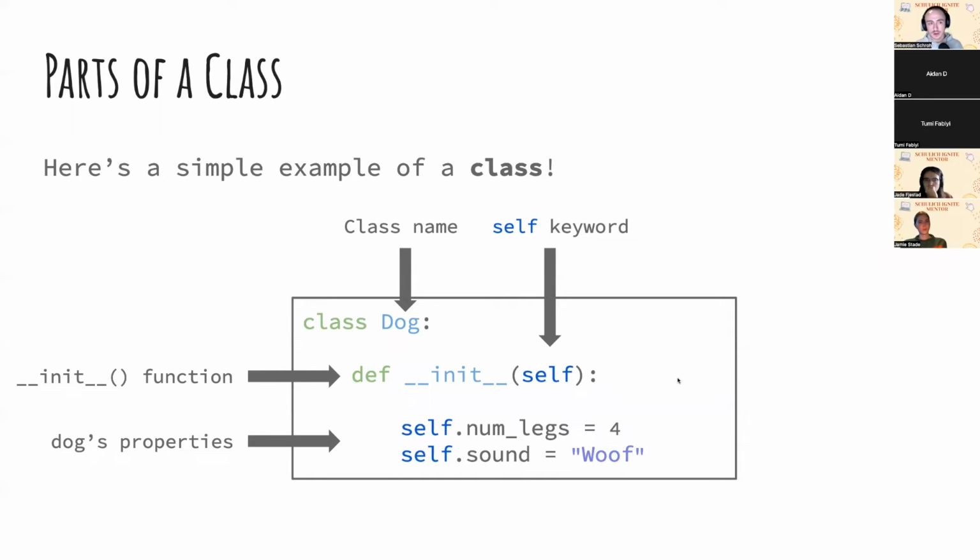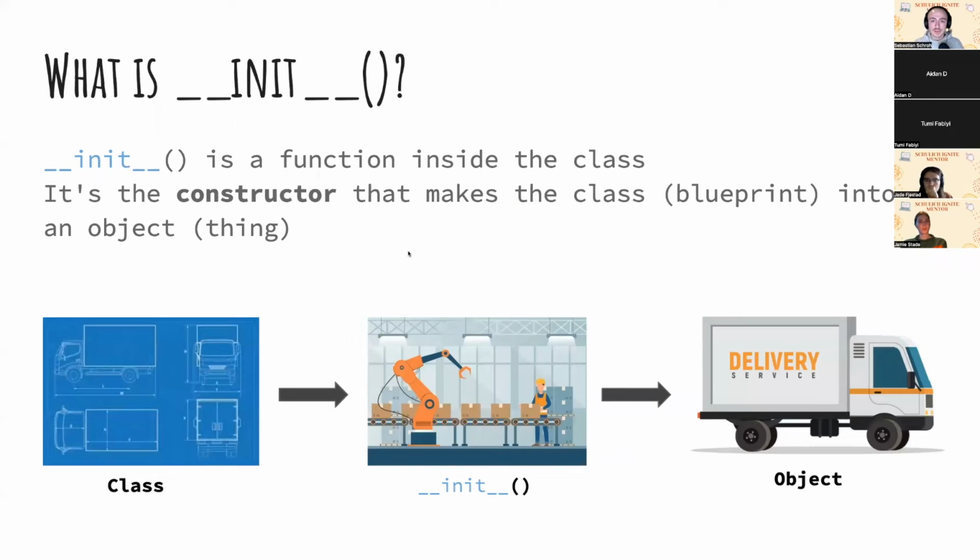So just a little bit more. init is a function inside the class. It's the constructor that makes the class blueprint into an object, the thing. You can think of it like a factory. The class is like some schematics, some blueprints. When you call the init function, you build that in Python, and then you deliver that object. So you create that object when you call that init, or when you use the constructor.